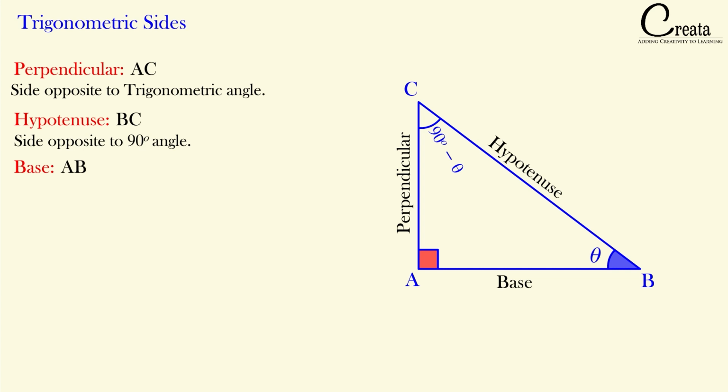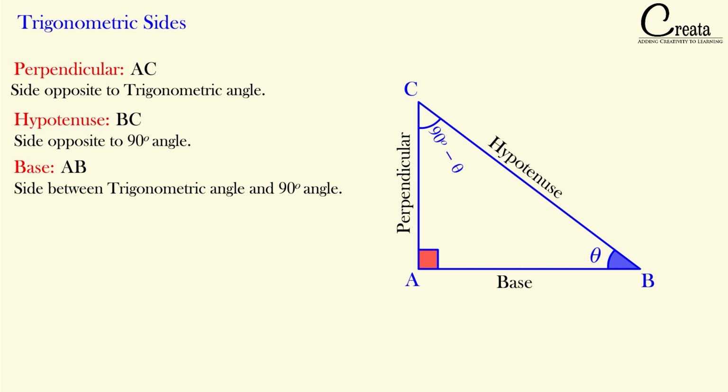So here AB will be the base. In the specific term, base is the side between the trigonometric angle theta and the 90 degree angle. So AB is the base, AC is the perpendicular, BC is the hypotenuse. These are the three names to the right angle triangle sides we give in the trigonometry. Got it? These are the three trigonometric sides.